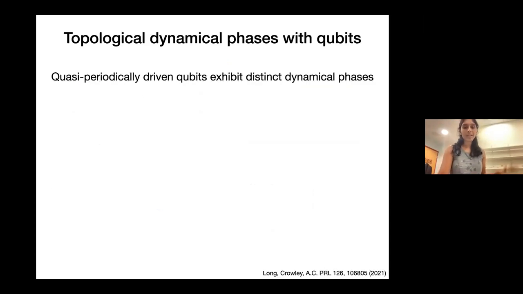So this is something we've been thinking about in the last few years. I'm not going to be able to, of course, in a 20-minute talk, and I shouldn't tell you about everything we've done, but I want to just highlight a few results before we end the talk. So the first, maybe it's a bit surprising, is that even a single two-level system or qubit driven quasi-periodically can exhibit distinct dynamical phases.